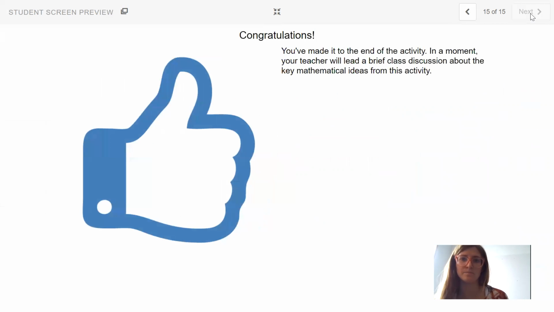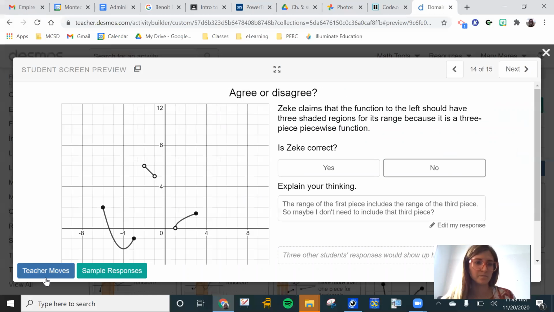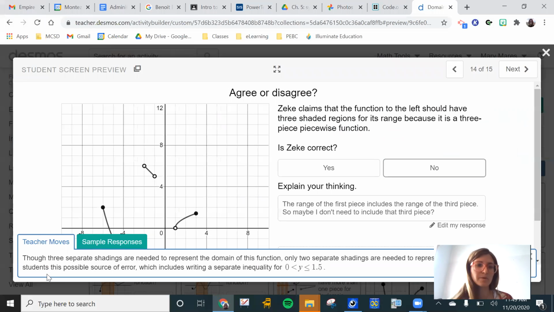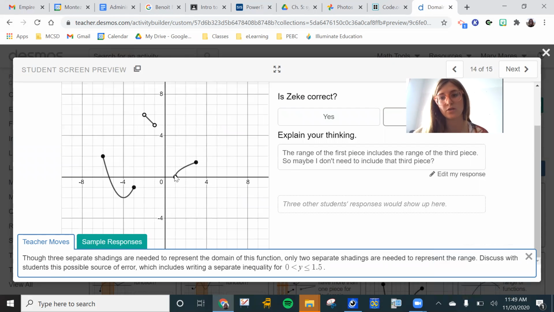Let's see what they have to say. Though 3 separate shadings are needed to represent the domain of this function, only 2 separate shadings are needed to represent the range. Discuss, which includes writing a separate inequality. So we don't need to write that third inequality. We just need to include this one and this one. Why? Because this range encompasses, it includes, that whole range. Cool?